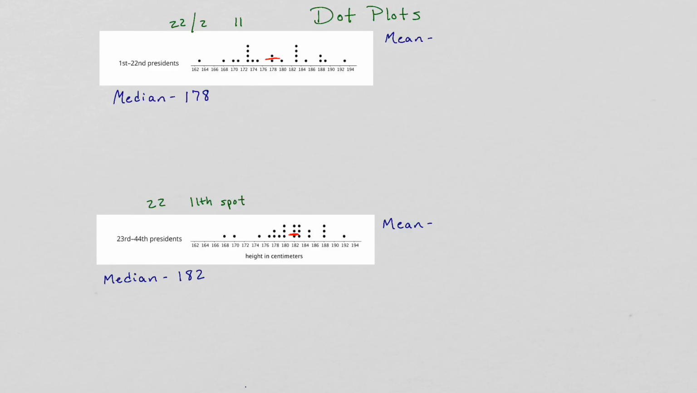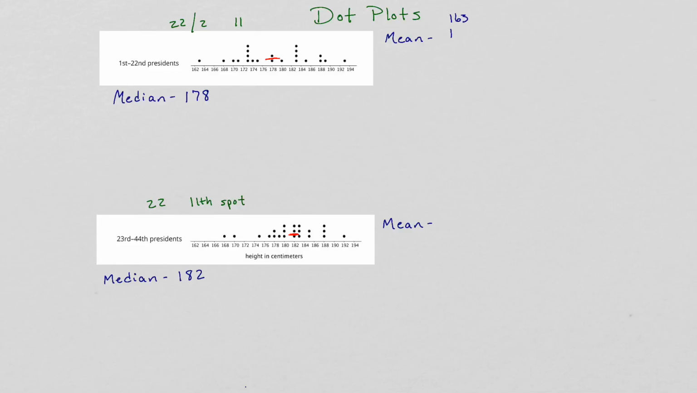Now the mean is a little more, I'm not going to say complicated, it's just a little more involved because you have to add all the numbers together and of course divide by 22 because that's how many pieces of data you have. Well, you have one president at 163 here, one at 168, one at 170, one at 171, 4 at 173. So you kind of get the idea. That's how we're going to list them over here. I'm just going to make a column.